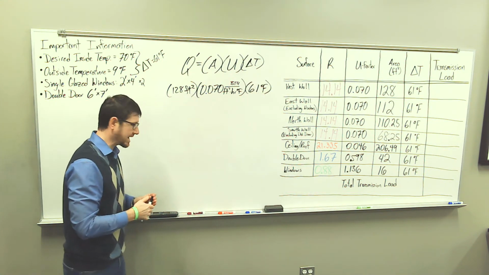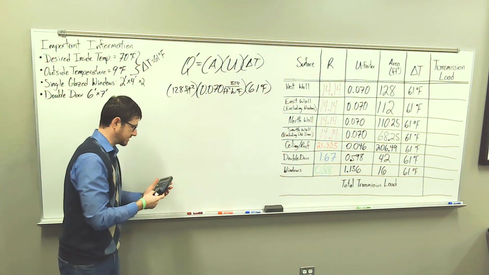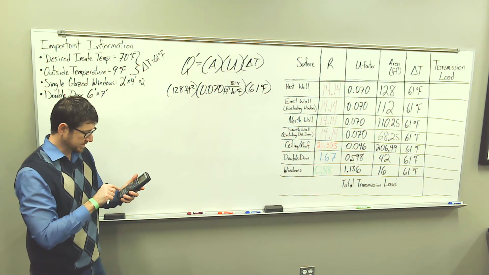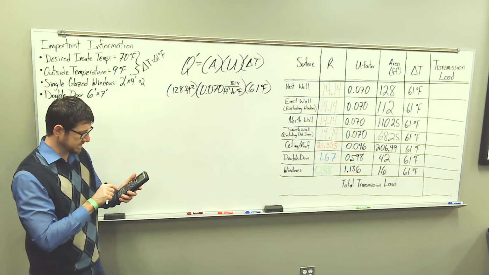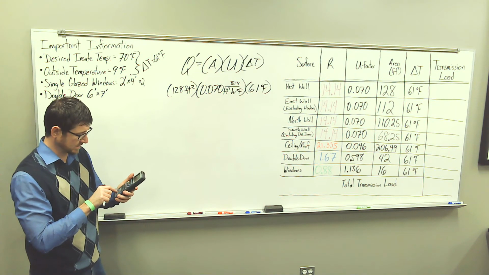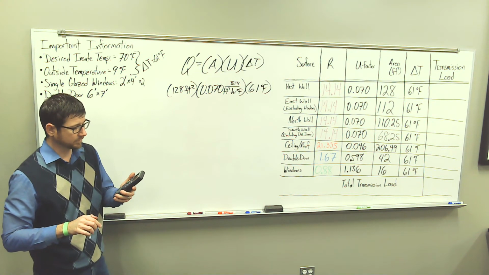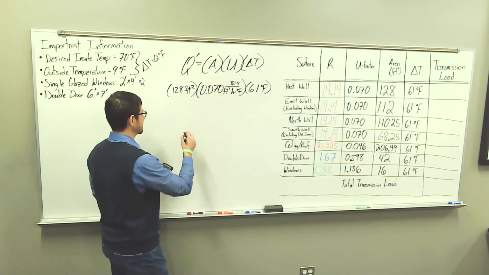So let's go ahead and calculate this value. Let's talk about the calculated value first. So 128 times 0.07 times 61 gives me 546.56.